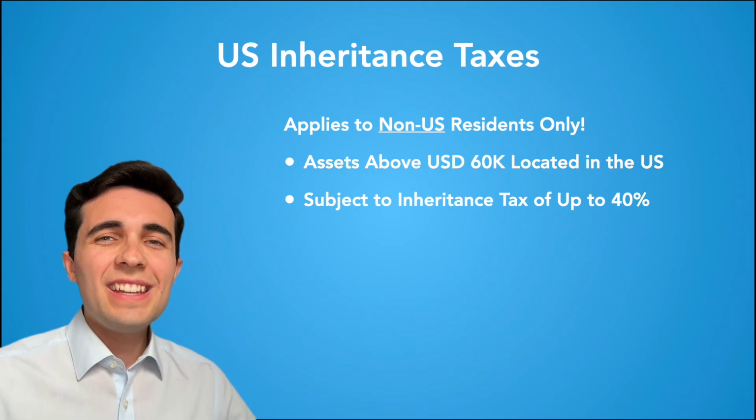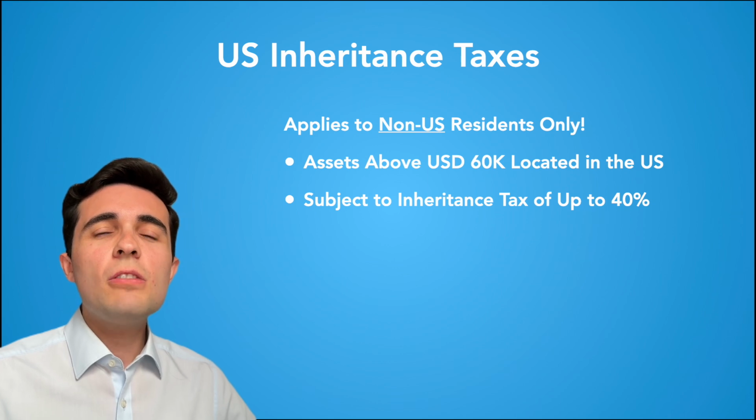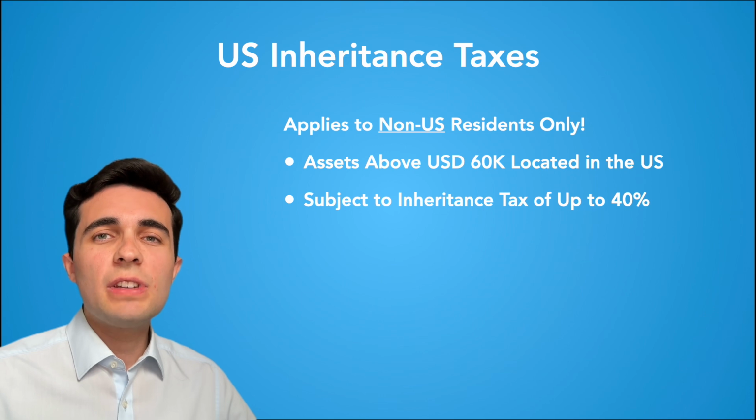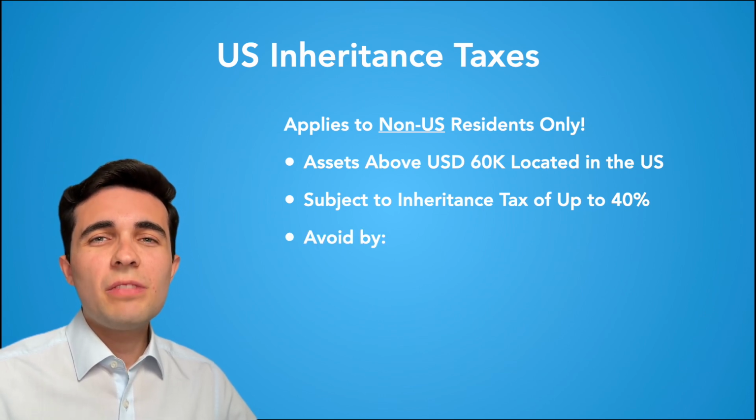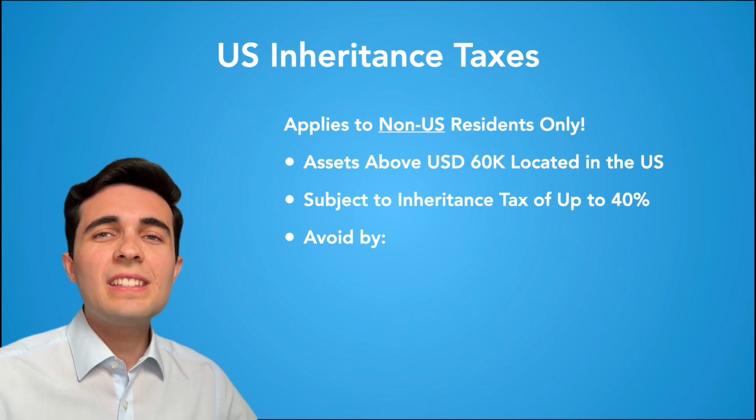Any assets located in the United States above a value of 60,000 US dollars are subject to up to 40% inheritance taxes if you are not a resident in the United States. If you want to avoid those inheritance taxes and still invest in the United States, there are two options.